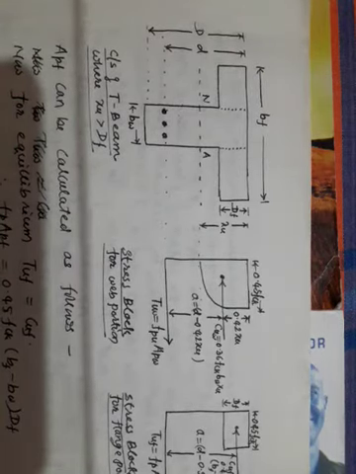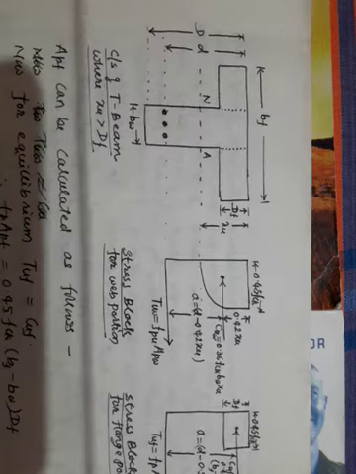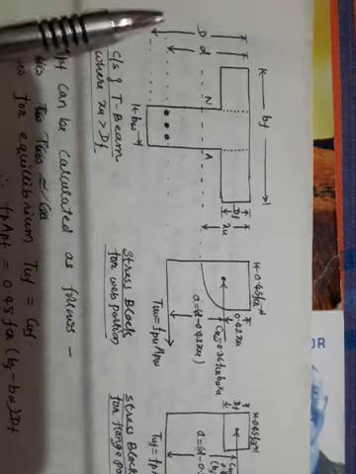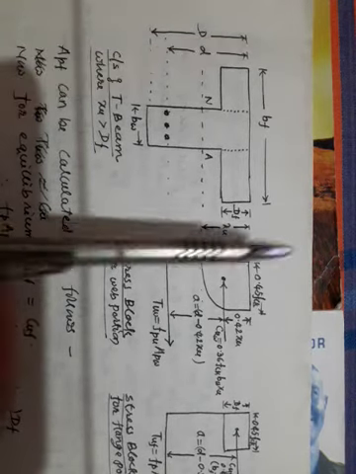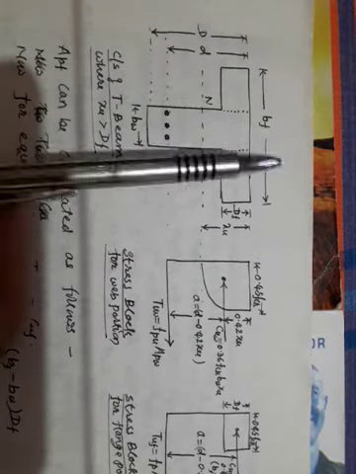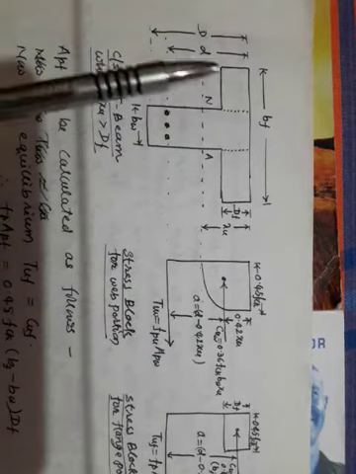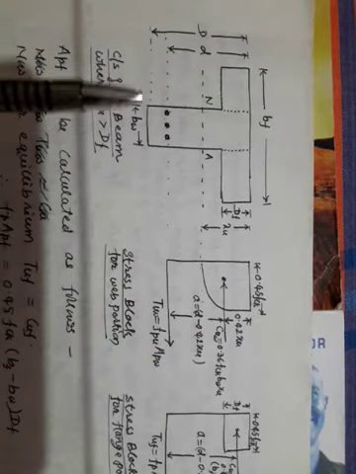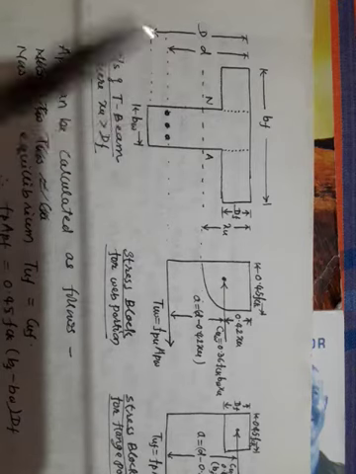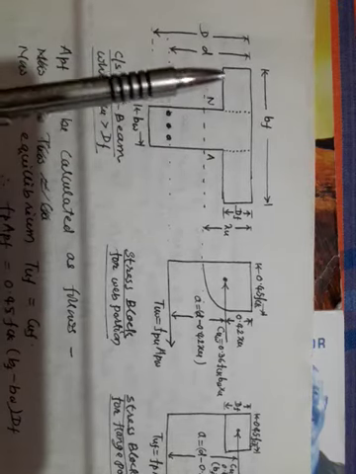So now, in the last class, we tried to find out the ultimate moment of resistance of a rectangular beam. Now, in this class, we'll see what happens if the beam is a flanged section. It may be a T section or it may be an I section. In such cases, how do we find the ultimate moment of resistance of a PSC beam? Please try to understand this.